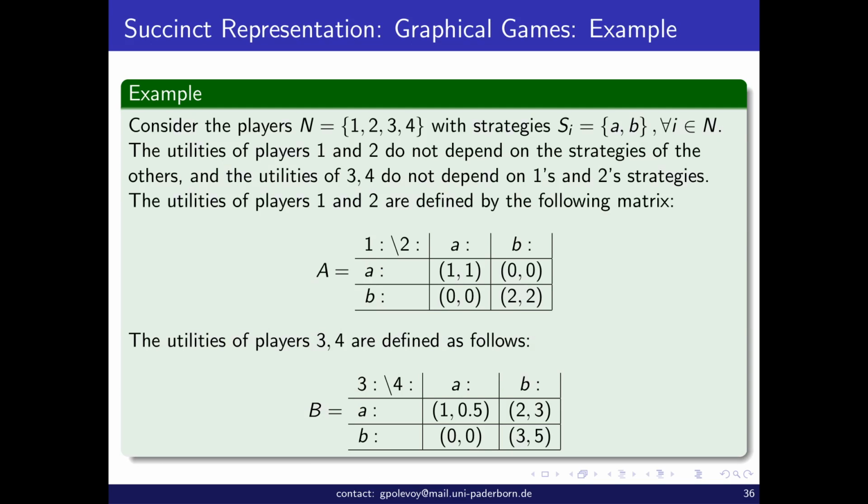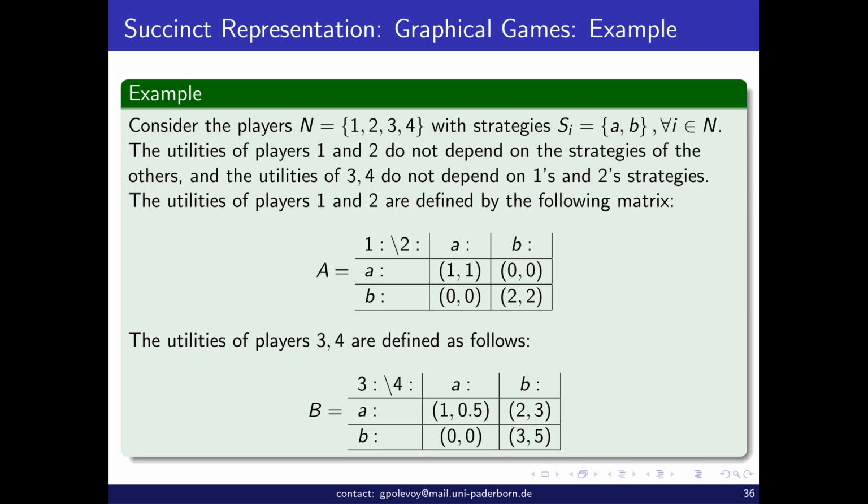And let's look at a nice example. It's a poor example, but I think it makes things clear. So I have four players and strategies are A or B for each one of them. Now the utilities of players 1 and 2 do not depend on the strategies of the other players, and the utilities of 3 and 4 also do not depend on the strategies of 1 and 2. So 1 and 2 only influence one another, and 3 and 4 only influence one another. Pretty much you can say that these are separate games. And it's a very simple game, of course.